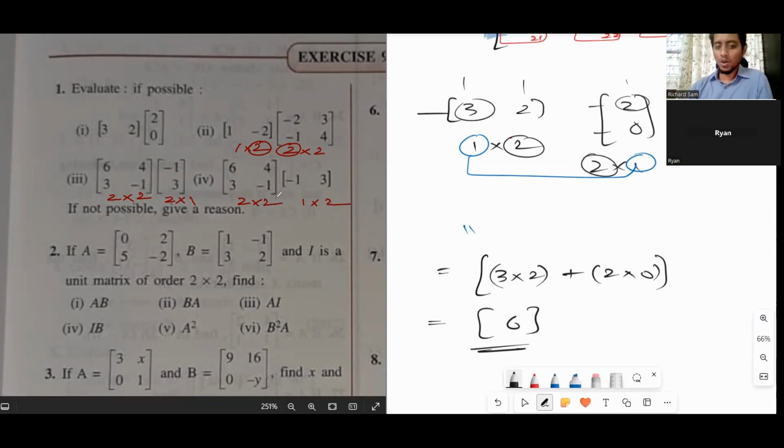Why? Because the columns of the first matrix are not matching the rows of the second matrix. That statement you have to give. Okay. All right. So do this 2 and 3.